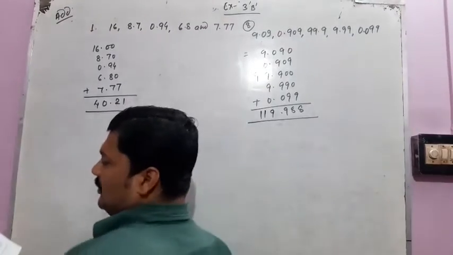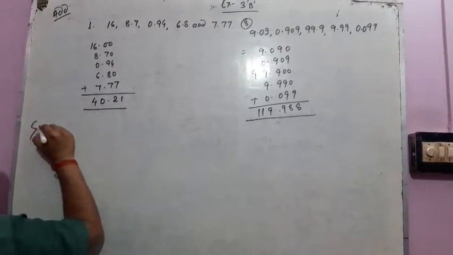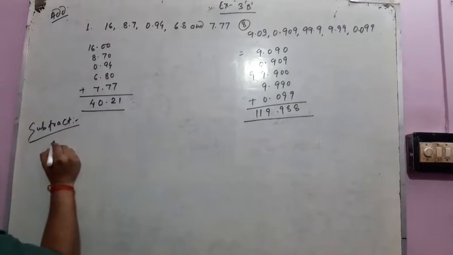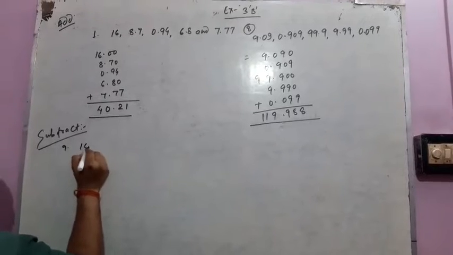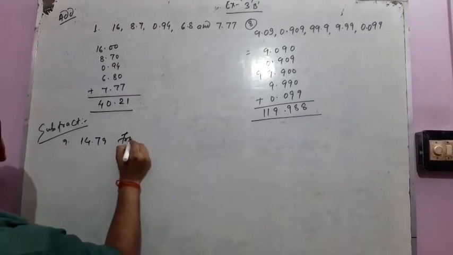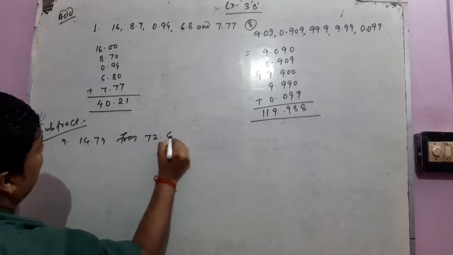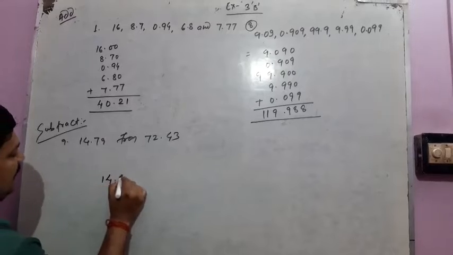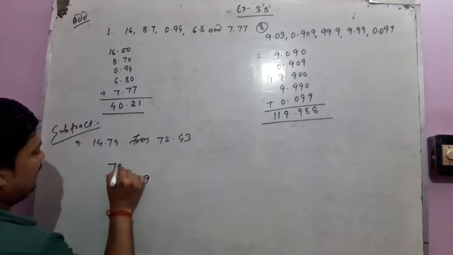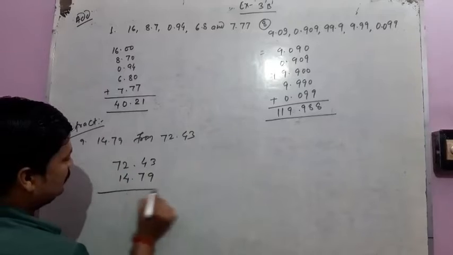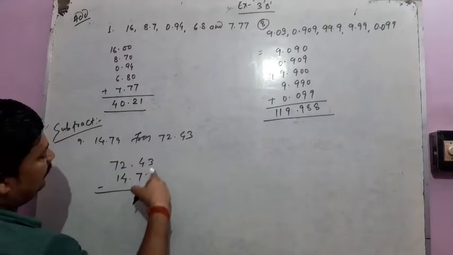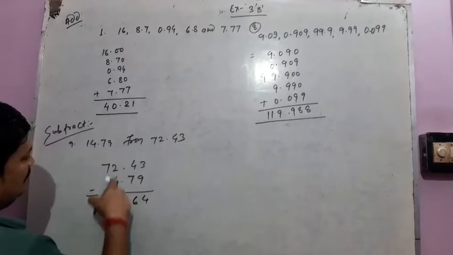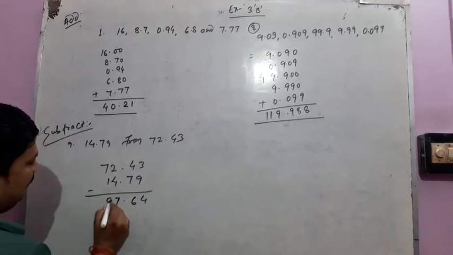Now look at question number 9. Here we have to subtract. Question number 9 is here. 14.79 we have to subtract from 72.43. So we are subtracting here. Take one here. 13 minus 9 is 4. 3 minus 7, borrow, is 6. 11 minus 4 is 7 and 6 minus 1 is 5.